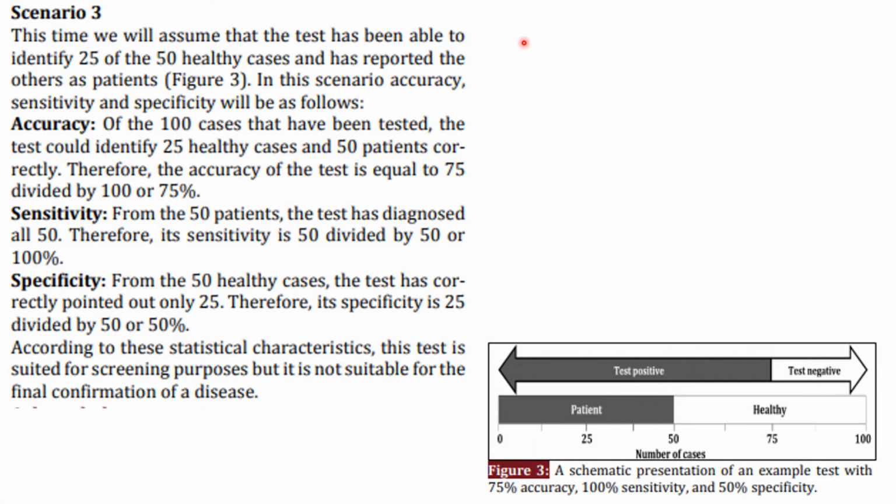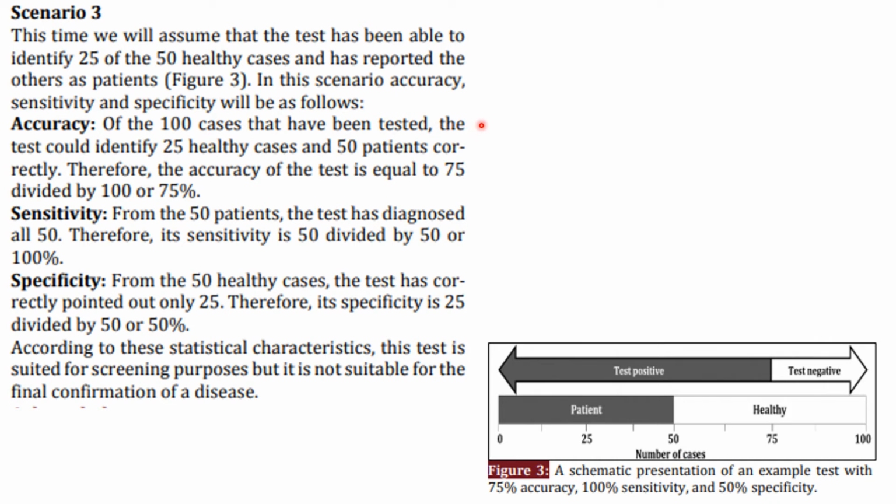This time, we assume the test has been able to identify 20 of the 50 healthy cases and has reported the others as patients. This shows what happens. So there are the patients, there are the healthy. These were the ones that tested positive. Those are the ones that tested negative. So let's calculate these again.